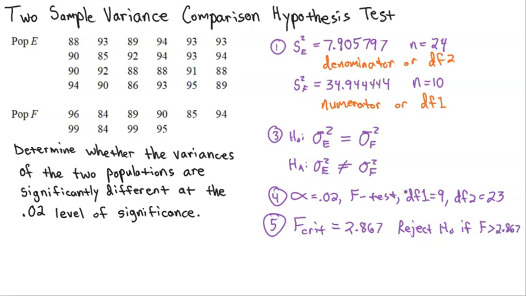We are going to reject H sub 0 if the actual F statistic is greater than 2.867. Now we want to calculate the F statistic. F is equal to the numerator, 34.94444, I think that's the correct number of 4s, yep, divided by 7.905797, equals. All right, let's go over to the calculator.